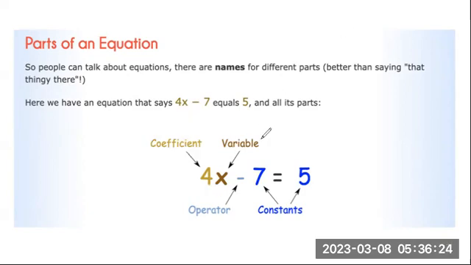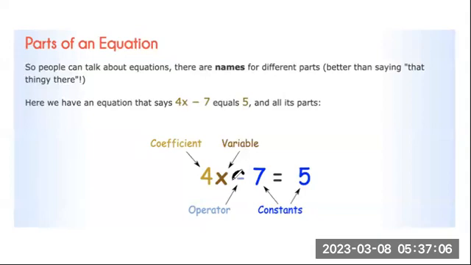Now, what about the letter itself that we use in algebra? We call this the variable. Again, the number that comes before the letter is called the coefficient, and that letter that we use is called the variable. But how about the number? Any number by itself is called the constant, or in this case, constants. 7 and 5 are the constants because they are by themselves. It never changes. It is constant.